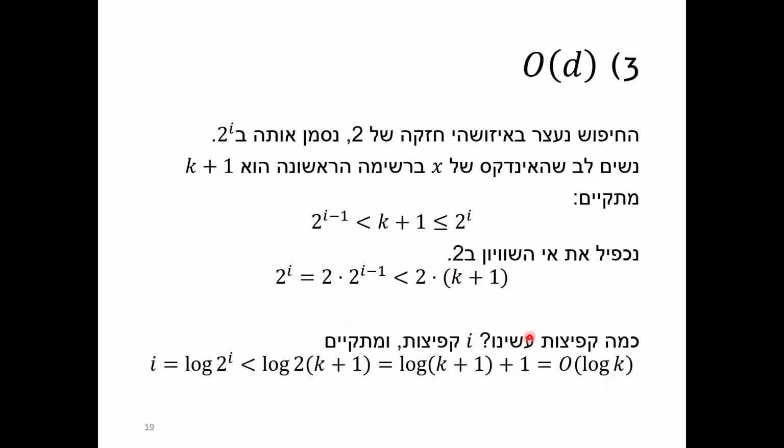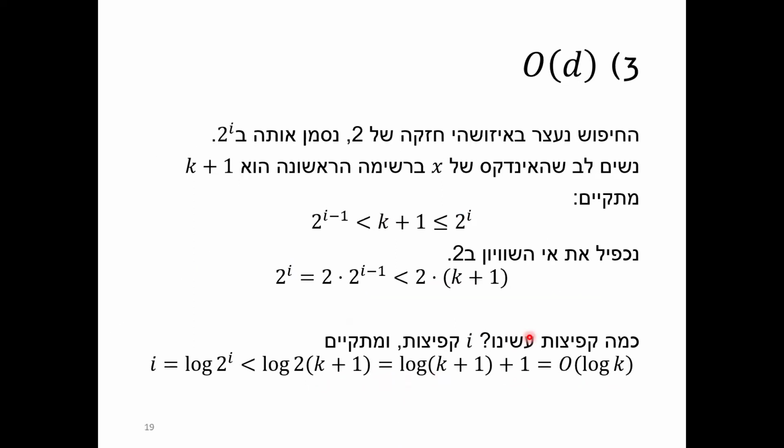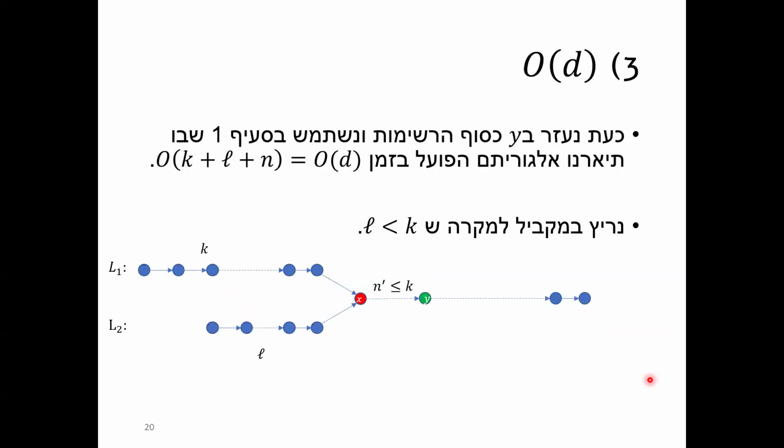Now that we have this, let's go back to our algorithm, because now we know that the distance, this is the important part, the distance 2 to the power of i, that's the y that we found, the place of the index of y that we found, is bound by 2 times k plus 1. All right, so remember that.